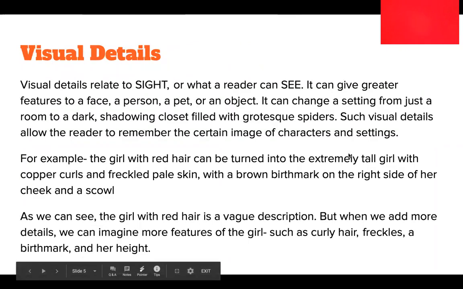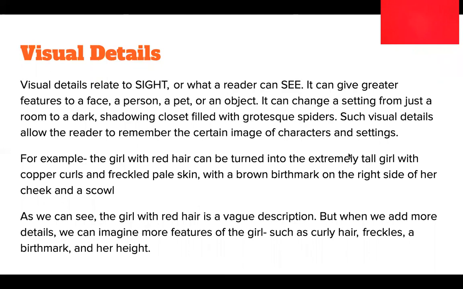Visual details. Visual details relate to the sight, or what the reader can see in their head. It usually gives greater features to a face, a person, a pet, an object, or setting. For example, it can change a vague term such as a room to a dark, shadowy closet filled with spiders. These visual details allow the reader to remember the certain image of characters, objects, and settings.